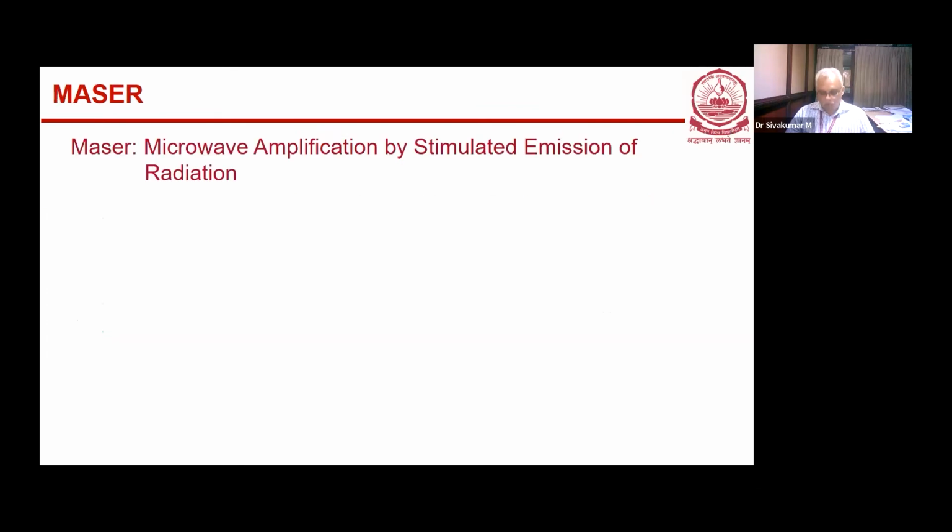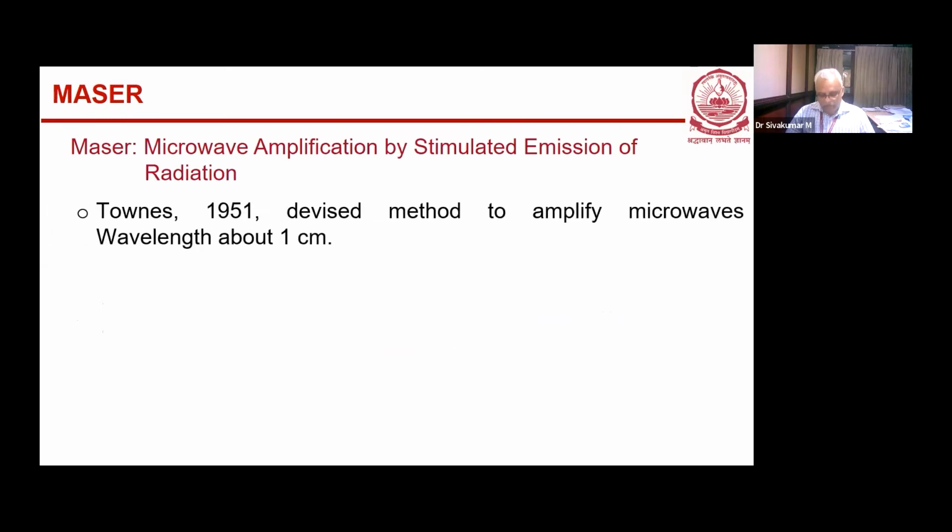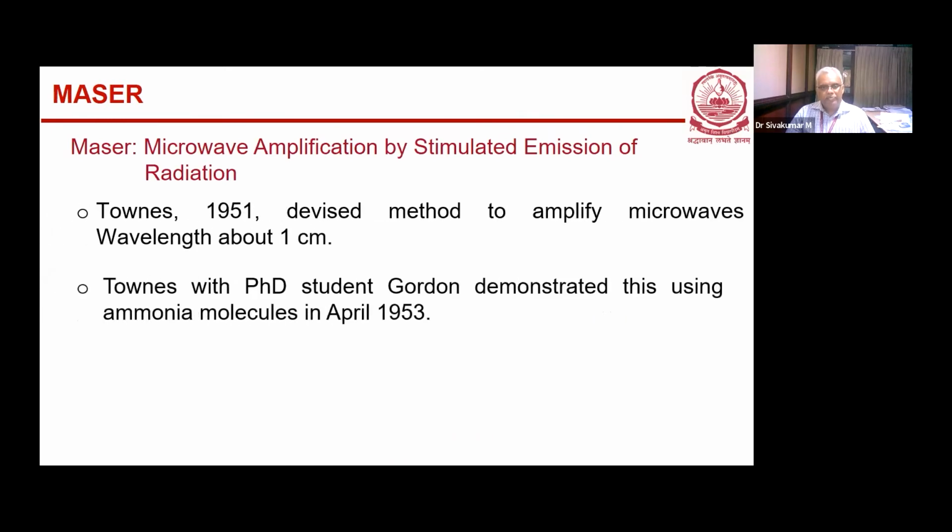Okay, so the first thing they did was this amplification in the microwave region. Before the invention of the laser, they knew the concept that stimulated emission is possible, but they never said whether it could be in the visible region, microwave region, or any region. So first they tried with the microwave region, microwave amplification by stimulated emission of radiation. Townes devised this method to amplify microwaves of 1 centimeter wavelength in 1951.